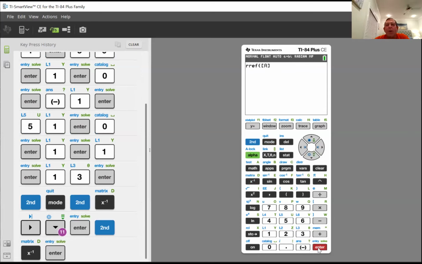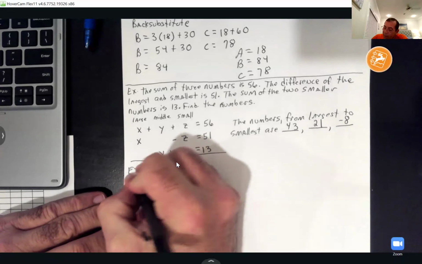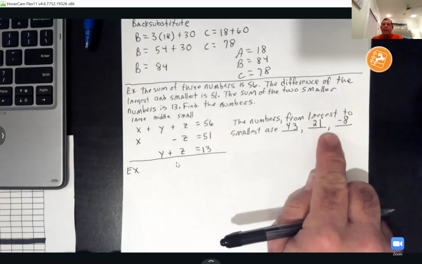All right, so let's see. I'm hoping for a 43, 21, and a -8, it looks like. Bam, and there you go. And what's nice, since I made my columns large, middle, small, they're giving me in the right order. So the largest is the 43, then the 21, then the -8. All right, y'all. So yeah, that's how you put them in Math Lab.